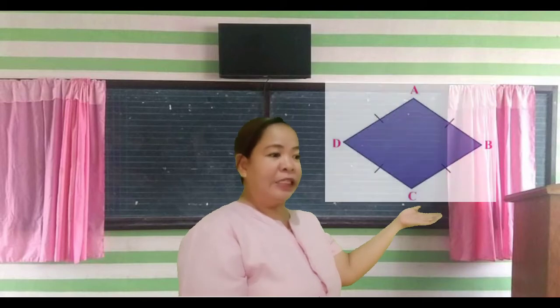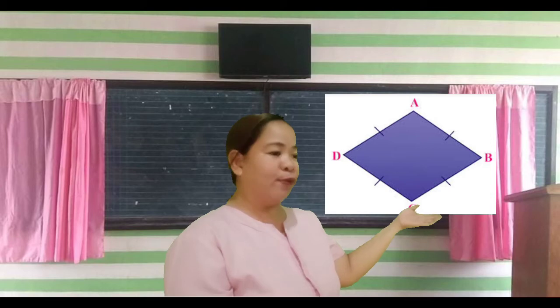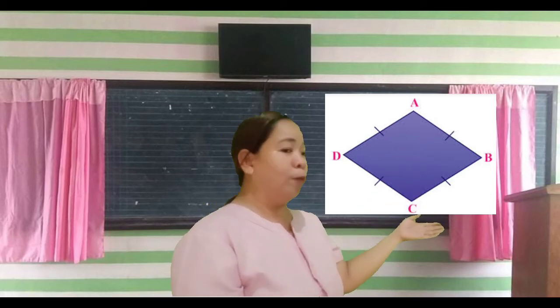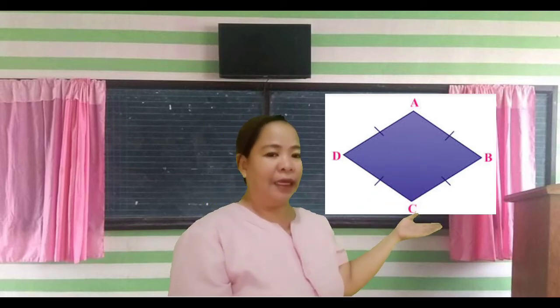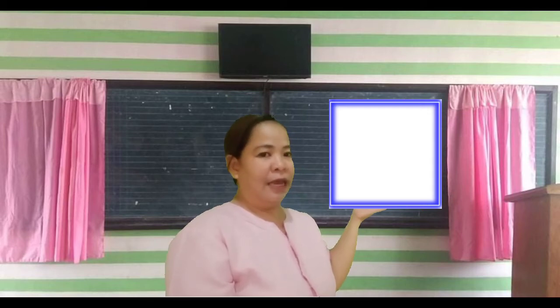Next group, group 3. Very good, group 3. Group 3 received a picture of a rhombus. When we say rhombus, it has four equal sides and two pairs of parallel opposite sides. Very good. Next group is the fourth group. The fourth group received a picture of a square. Very good. And a square has four equal sides and four right angles. And the sides are also parallel.